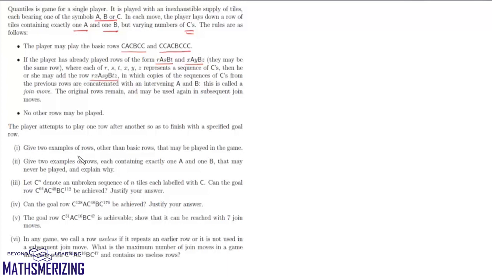Now the first question is, give 2 examples of rows other than the basic rows that may be played in the game. One of the moves can be, we can join this row with itself, then we'll get C, C, A, C, C, B, C, C, C, C, or we can join these 2 rows. We'll get C, C, C, A, C, C, B, C, C, C, C and C. So we can perform these join operations.